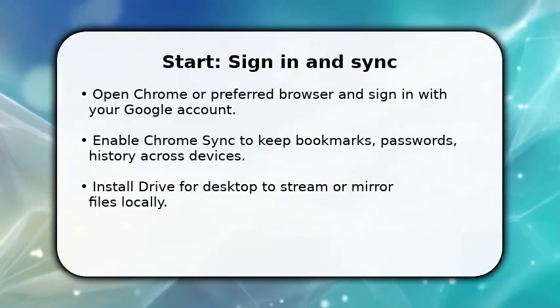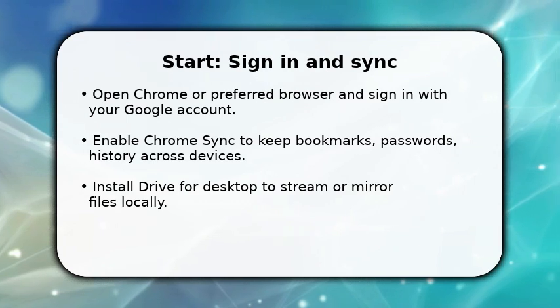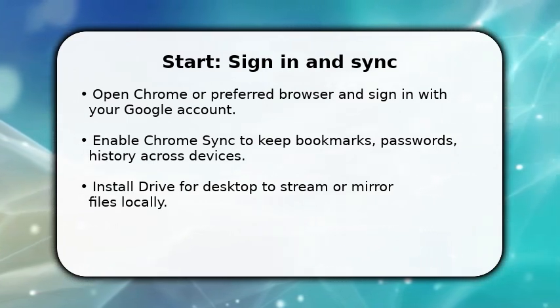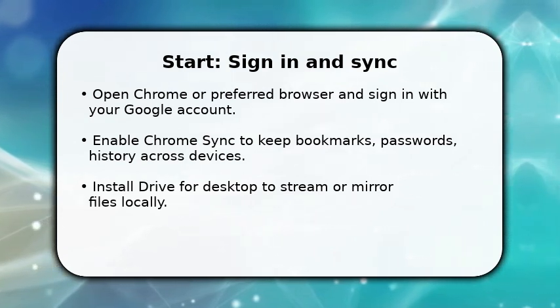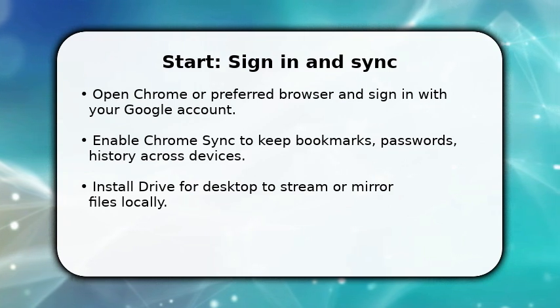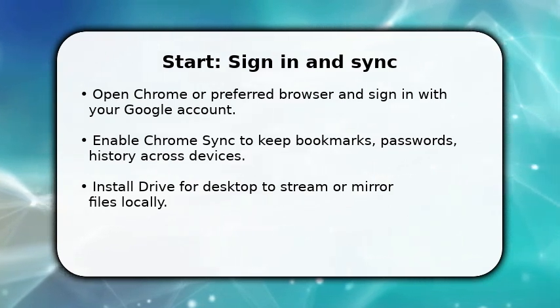You'll begin by signing into Chrome and enabling sync so settings and passwords follow you. This saves time when you switch devices. Once done, install Google Drive for desktop and choose Stream or Mirror. Stream saves space, Mirror keeps local copies.